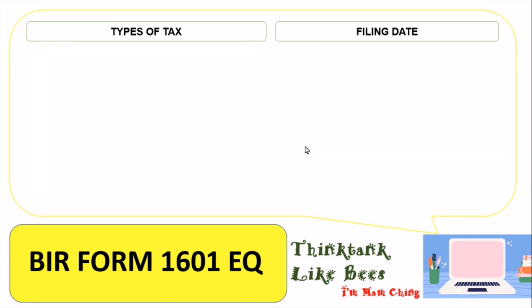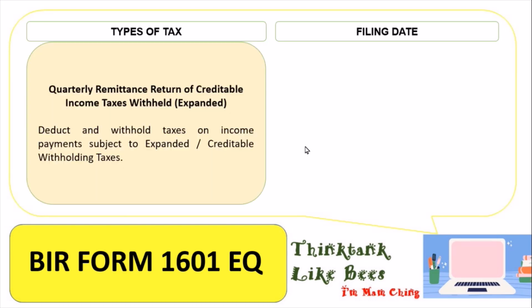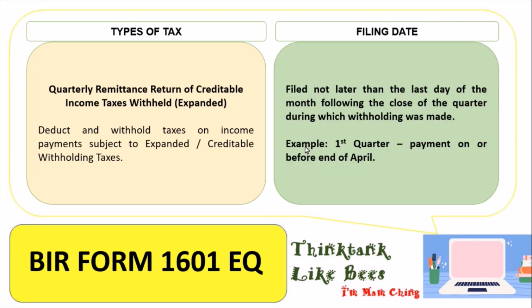What about the 1601EQ? It is a quarterly remittance return of creditable income tax withheld, also called expanded withholding tax. We need to deduct and withhold taxes on income payments subject to expanded or creditable withholding tax. It should be filed not later than the last day of the month following the close of the quarter during which withholding was made. For example, if it was done during the first quarter, payment will be on or before the end of April.